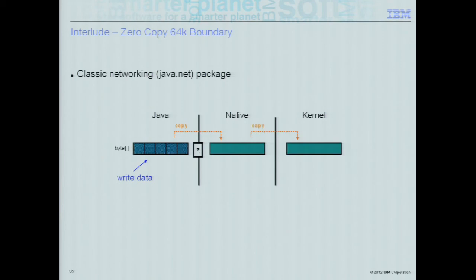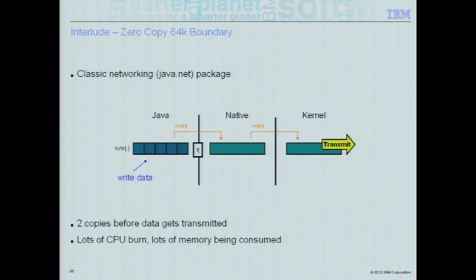Then after that, you end up copying from that native space into the kernel so that the data can actually be transmitted. Okay? There's a couple of things happening here. First of all, your data is getting copied at least twice. That's really terrible. The other thing is that we've basically tripled the amount of memory required to transmit that data.